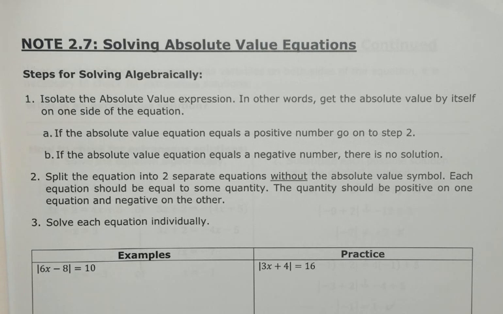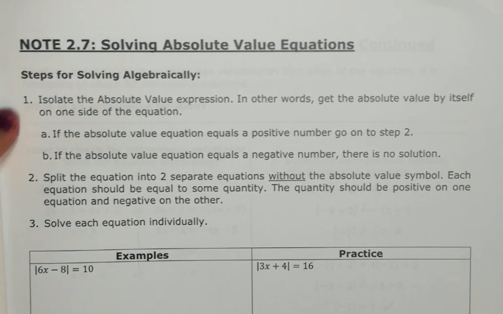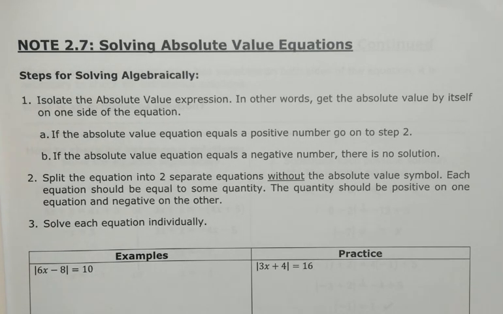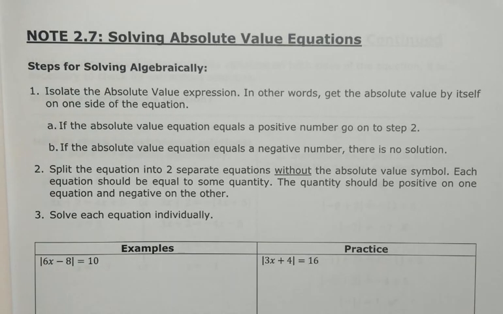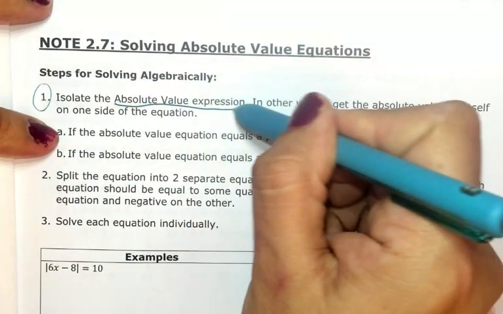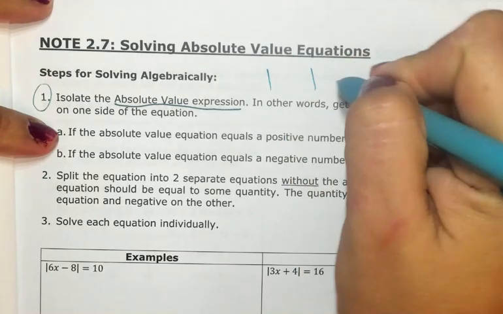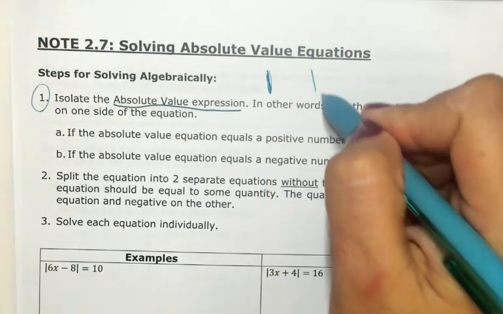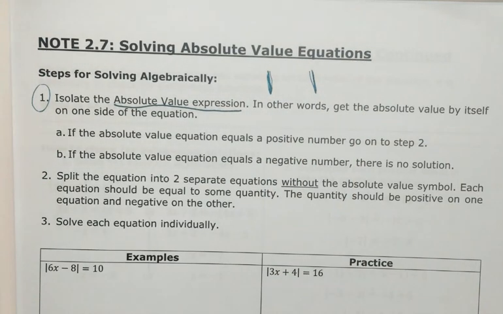Alright, students, in this video I'm going to go over how to solve absolute value equations. These are the steps that you want to follow. Try to go in that order. So the first step is that you want to isolate the absolute value expression. That is the expression that has those two lines next to them.